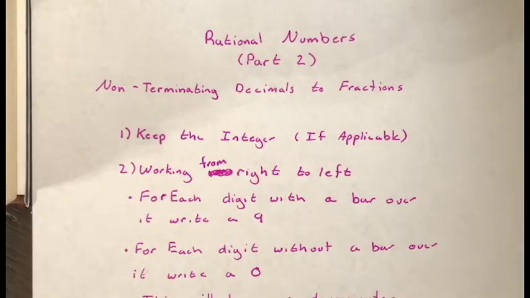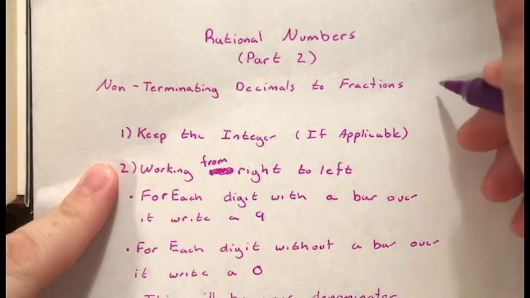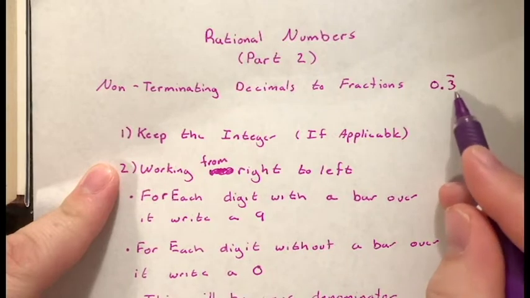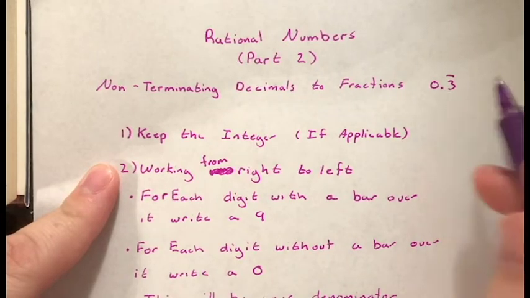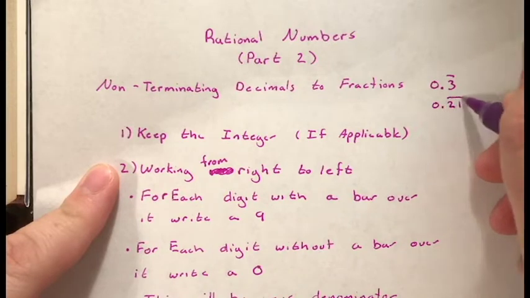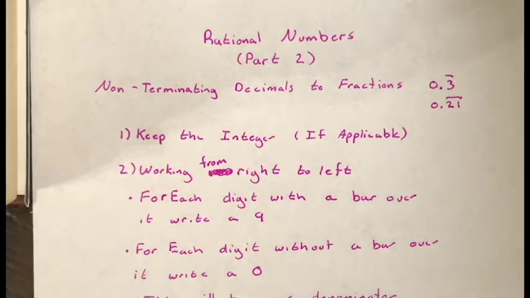Alright, so for this video, we're going to continue talking about rational numbers. More specifically, we're just going to be talking about how to take non-terminating decimals and change those to fractions. And just to review, non-terminating decimals look something like this. They are a decimal with a bar notation, where this would be 0.33333, or this might be 0.2121212121, etc. So that's what a non-terminating decimal is.